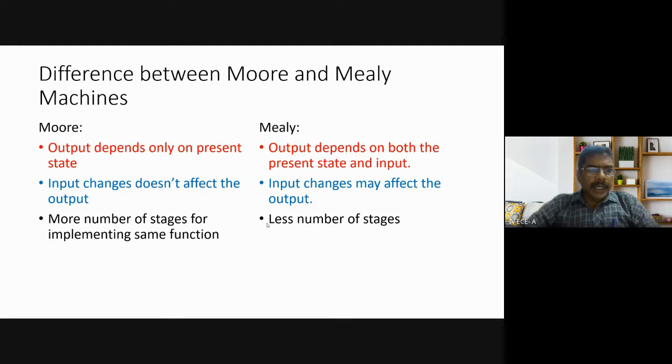The second point is that input changes do not affect the output in the Moore model because it does not depend on the input. Whereas in the Mealy machine, the input changes may affect the output, and any glitches will also affect the output. In the Moore model, more stages are needed because we have to use flip-flops, so more number of stages have to be implemented. Whereas in Mealy, we have fewer stages because we do not use those flip-flop stages.